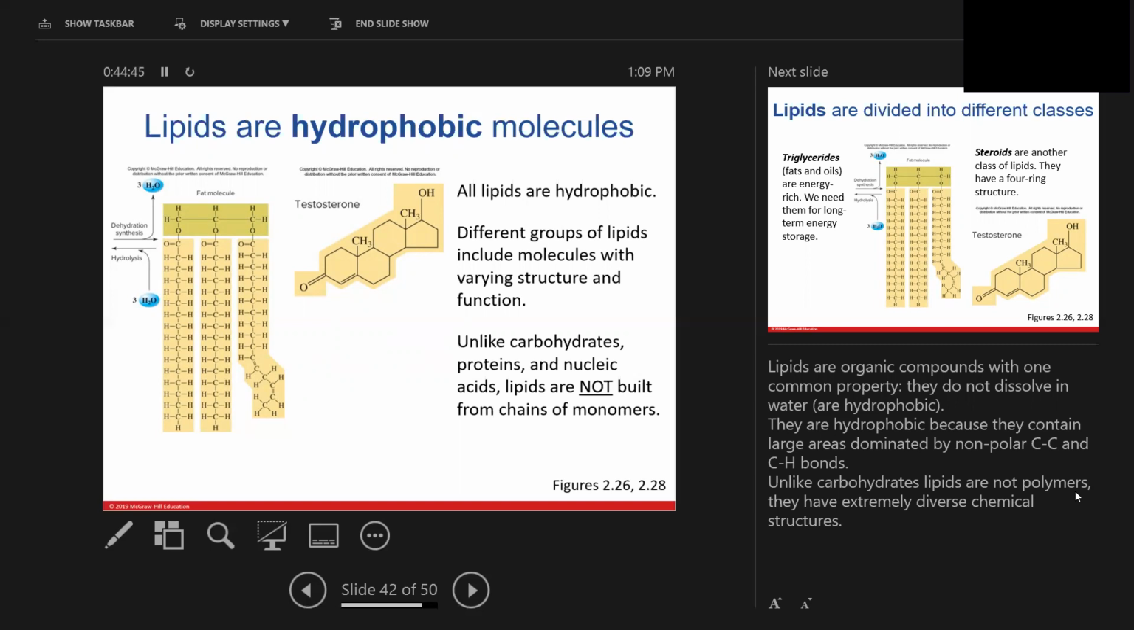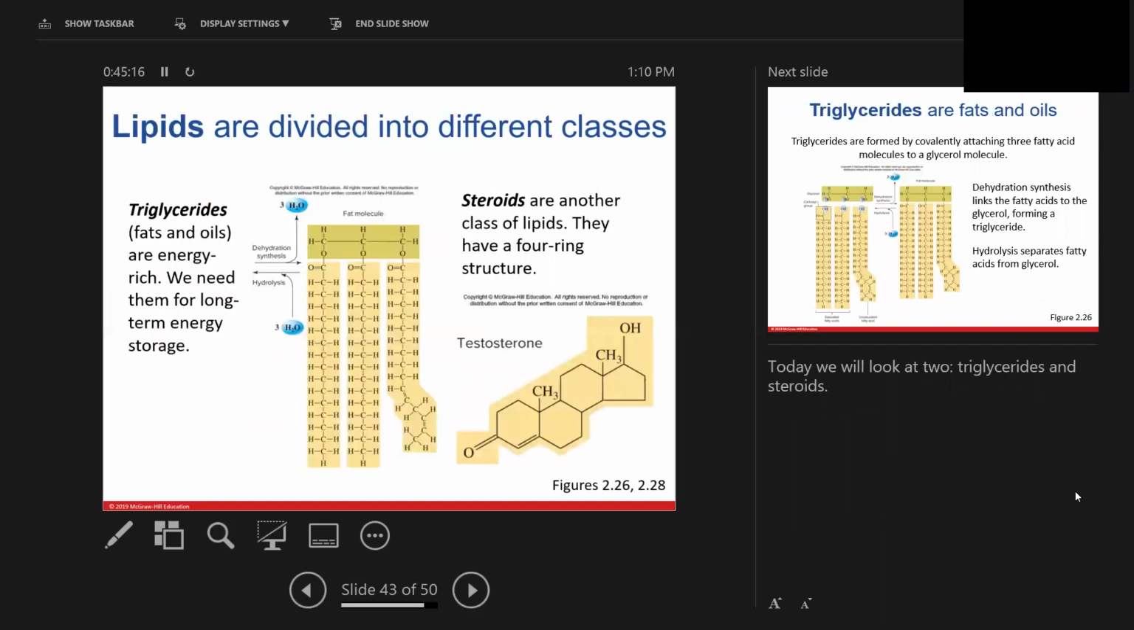However, unlike carbohydrates and proteins and nucleic acids, lipids are not built from chains of monomers. Some have things that almost look like monomers, but they're a little different. Lipids are, again, organic compounds with one common property, in that they do not dissolve in water. And they're built of these C-H kinds of bonds in these super little chains. Now, lipids are divided into different classes.